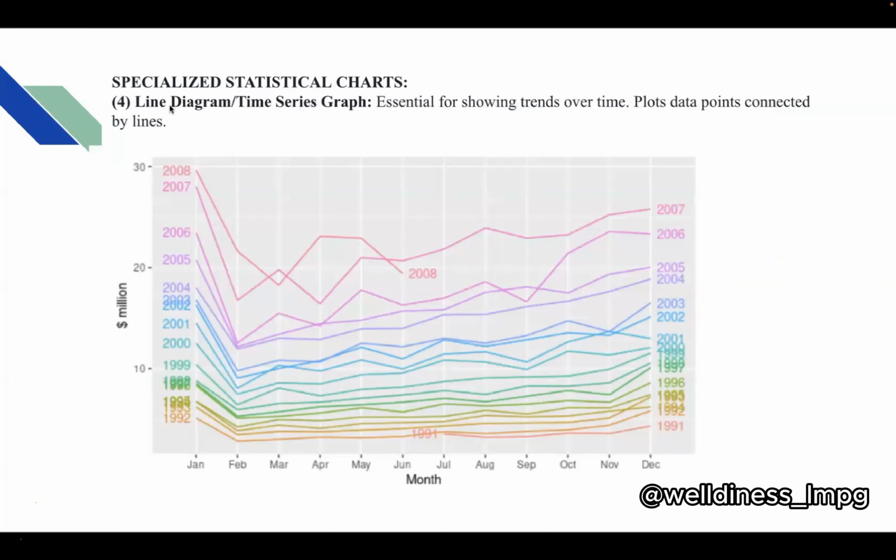So now, another example is what? Line diagram / time series graph, which is essential for showing trends over time. It plots data points connected by lines. So as you can see, there are a lot of lines here, each distinct color representing a year, which is on the left-hand side, while the x-axis are months.